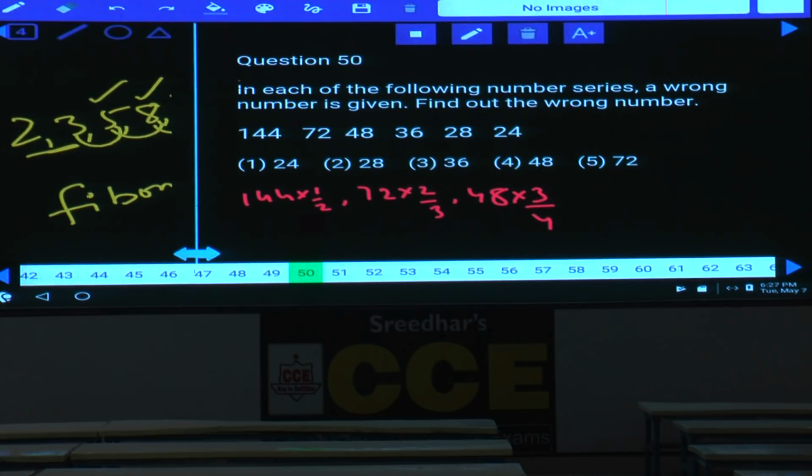48 into 3 by 4, 12 into 3, 36, isn't it? Now 36 into 4 by 5. What is the resultant of this one? 36 into 4 by 5, 7.2 into 4, 28.8. Here the number is 28. This is the wrong number. Done? The given numbers are multiplied with 1 by 2, 2 by 3, 3 by 4, 4 by 5, 5 by 6 and so on.